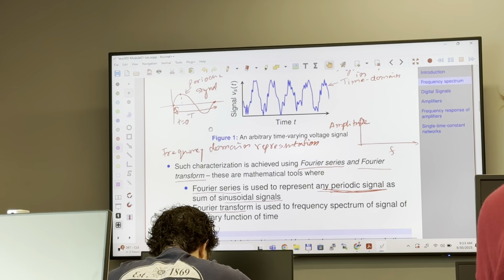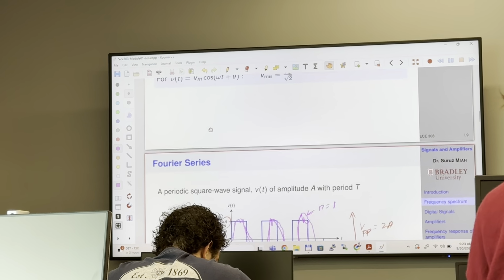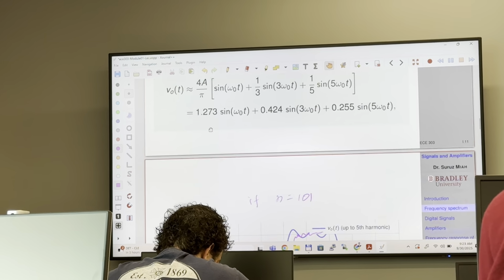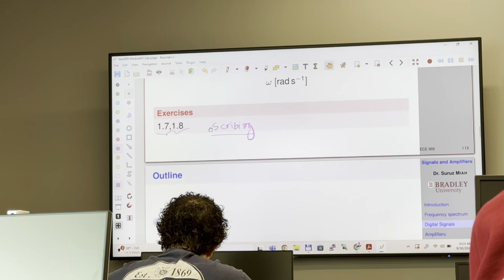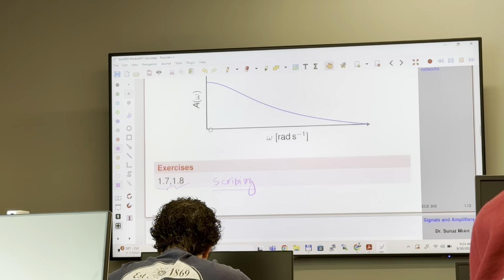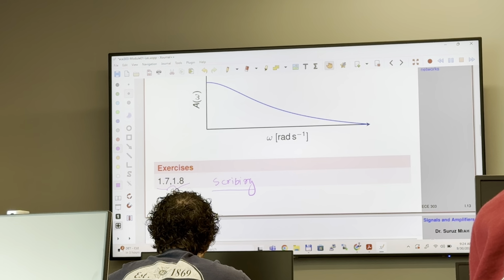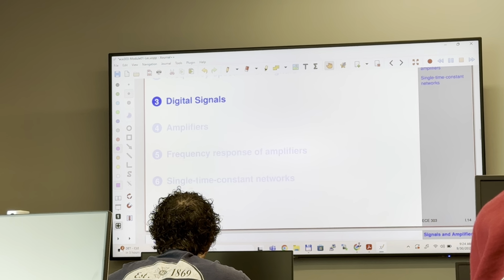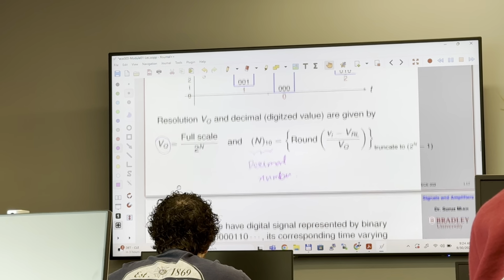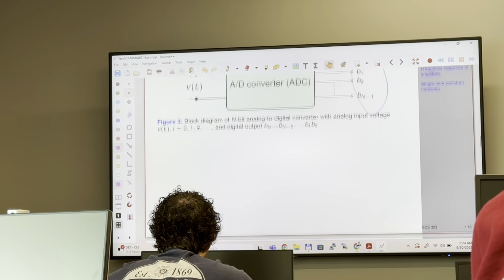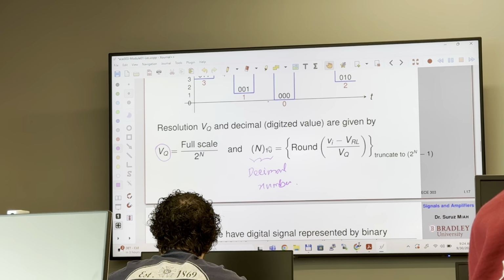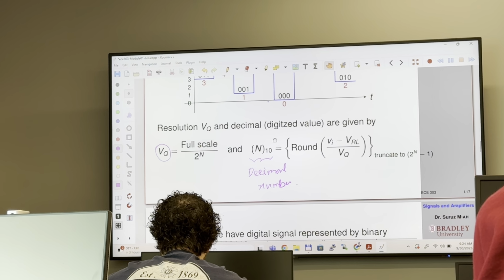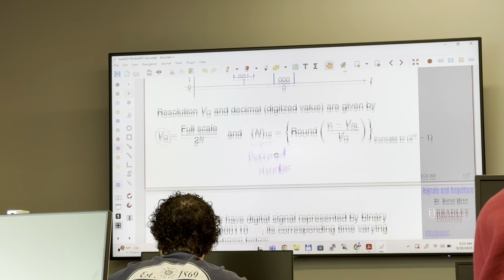Frequency spectrum of signals, here mostly focus on here. This exercise 1.7, 1.8. And then we have A to D, D to A. Solve the examples that utilize this quantization, voltage quantization size, and decimal number.